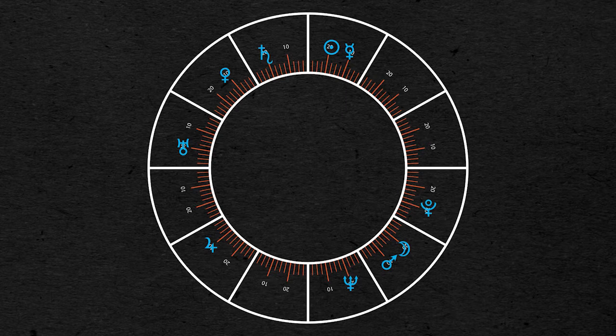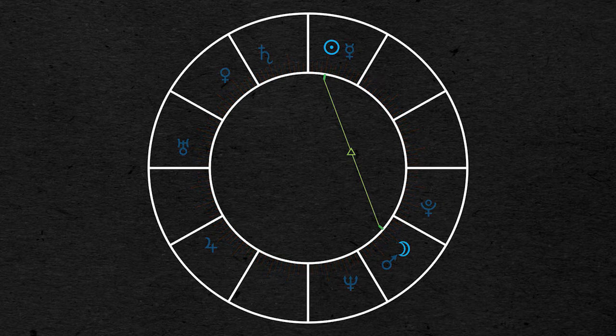For example, a trine is a distance of 120 degrees on a chart, so if the Sun was at 20 degrees of the 9th house and the Moon was at 20 degrees of the 6th house, they would be in a perfect trine with one another.